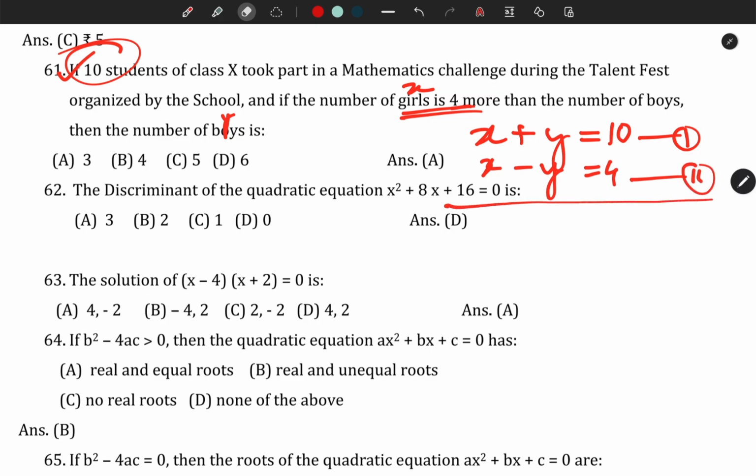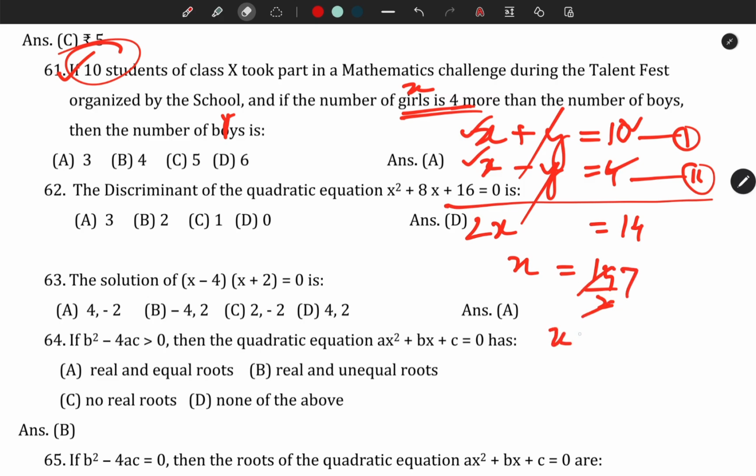So let's solve this equation. If we add these two, the y terms will cancel, and x plus x will make 2x, 10 plus 4 will make 14. So x is 14 divided by 2, which is 7. That means the number of girls is 7. And we have to find the number of boys. So if you put this value of x in any equation, the total number of students is 10, the girls is 7, 7 plus 3 makes 10, so the number of boys will be 3. So the correct option is 3.